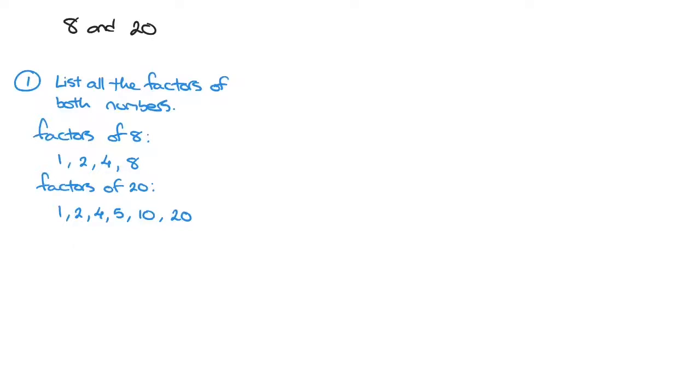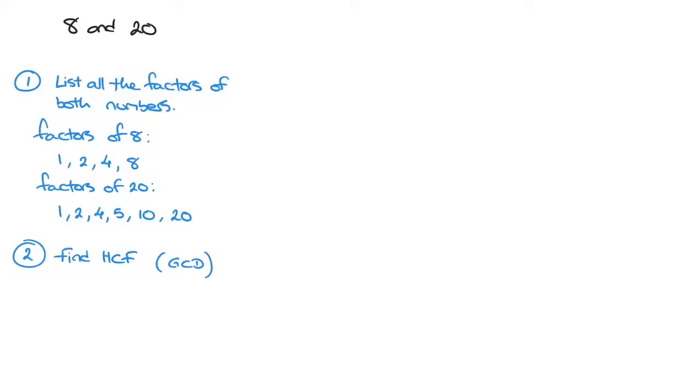We move on to step 2, so I'll just write 2. And step 2 is to find the highest common factor, which we'll often refer to as HCF. So I'll just write find HCF. Now, if you're used to the term greatest common divisor, you would write find GCD. And I'll just write that in parentheses, GCD.